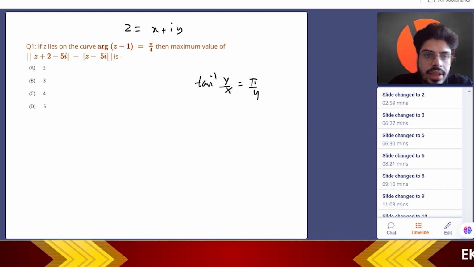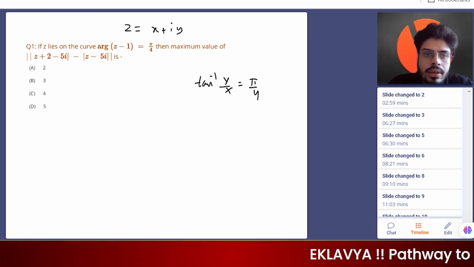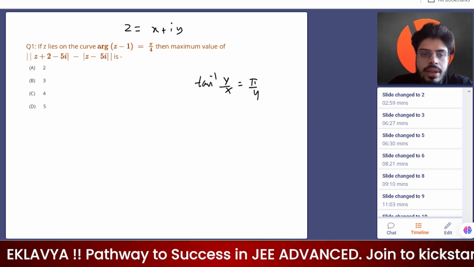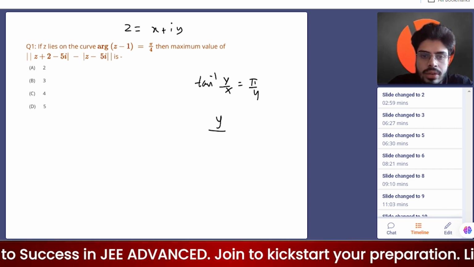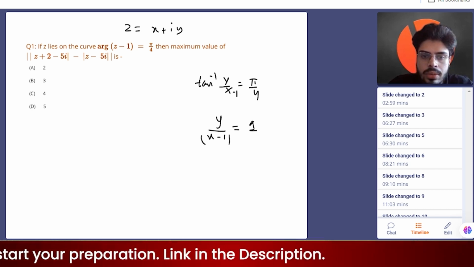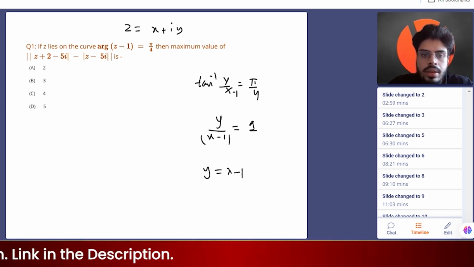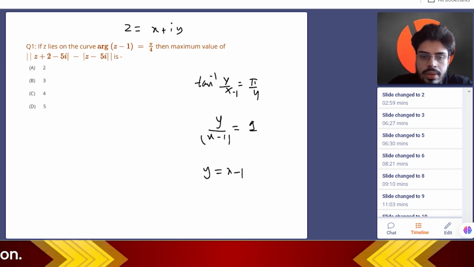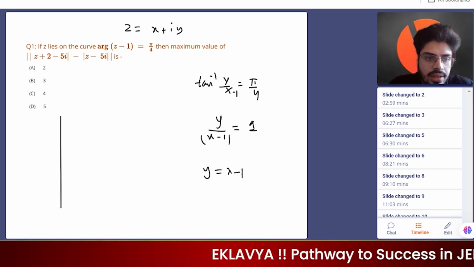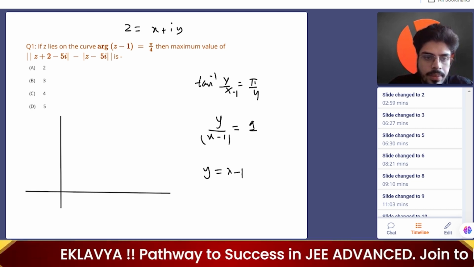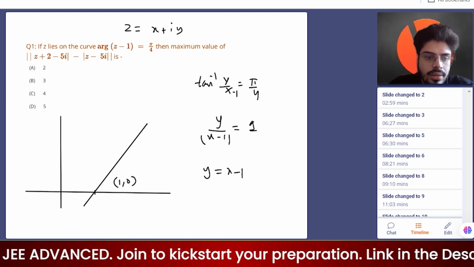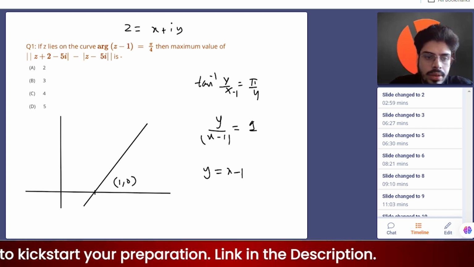So what is the real value here? If I put z is equal to x plus iota y, I'll get the real part as x minus 1, and the complex part will be y. So y upon x minus 1 will be equal to 1, and I'll get y equal to x minus 1. So this is a straight line. So z is lying on this straight line here, like this, and this point is 1, 0.